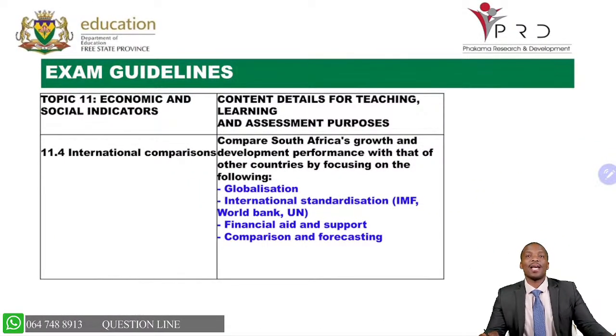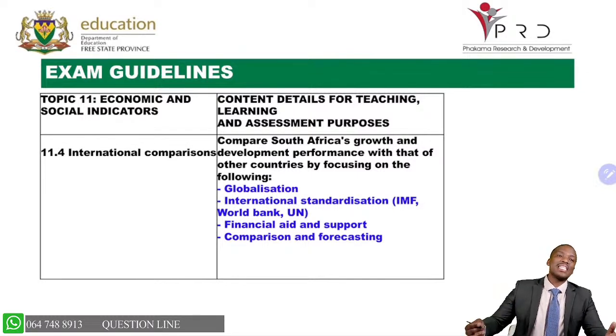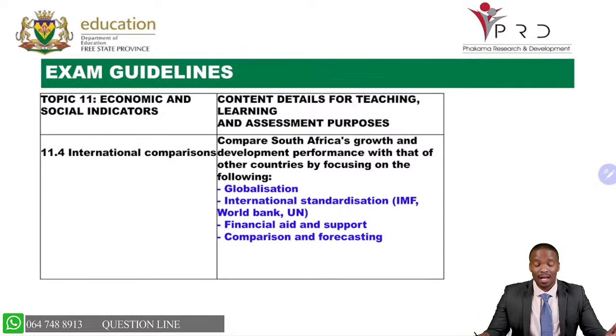Then the last part of the exam guideline says, now that we have assessed the state of the economy in terms of social as well as economic indicators, we need to compare ourselves internationally with other countries under the following aspects: the issue of globalization, the issue of international standardization, and we know that there are certain institutions that are responsible for publishing that.